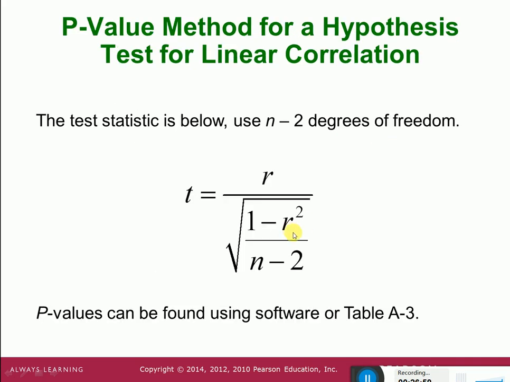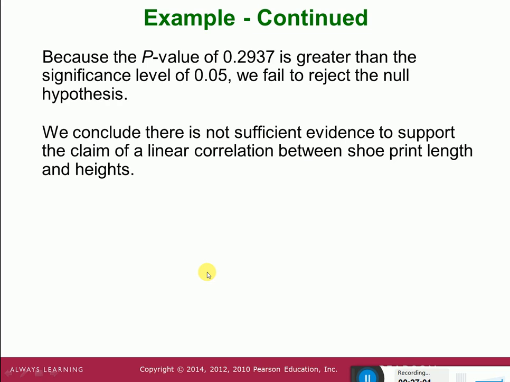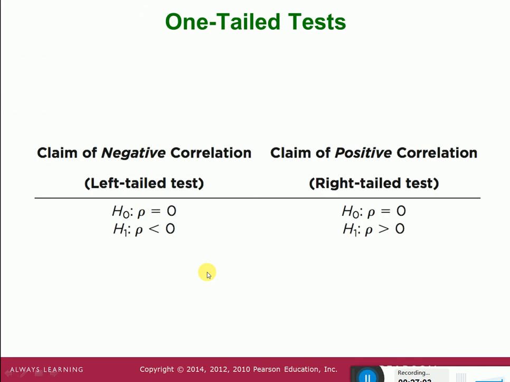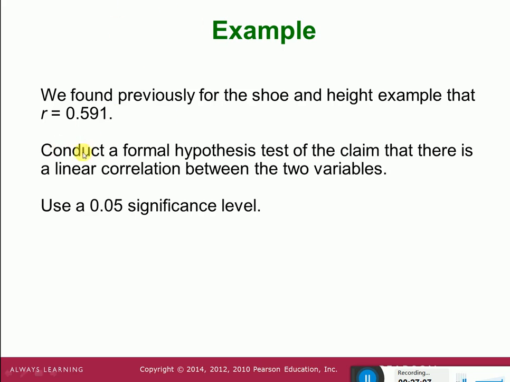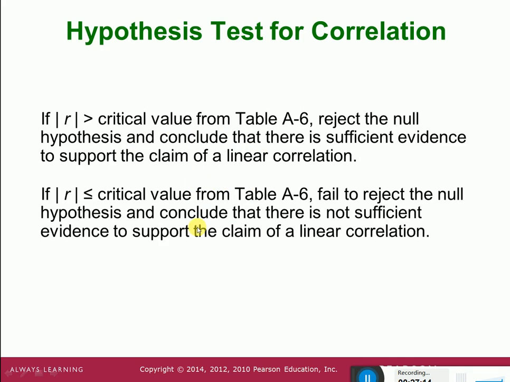And then we can use a p-value, but I'm not using this for this chapter. So we're only focusing on finding the R and comparing that to the value from table A6 and making the conclusion. And that should be the goal for this section.